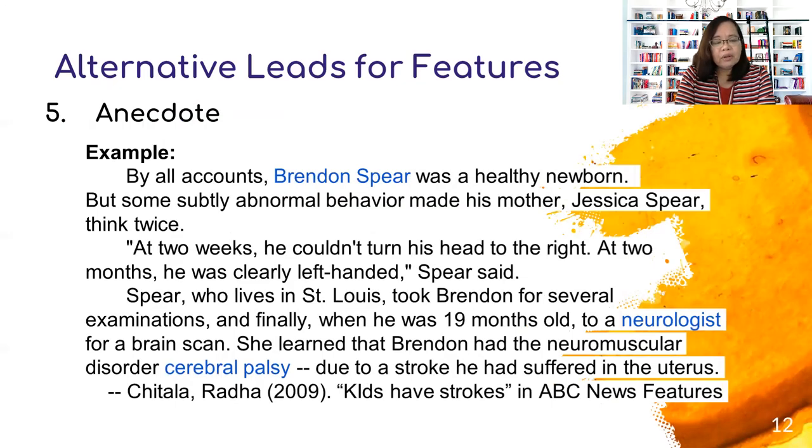So for example, by all accounts, Brendan Fear was a healthy newborn. But some subtly abnormal behavior made his mother, Jessica Spear, think twice. At 2 weeks, he could not turn his head to the right. At 2 months, he was clearly left-handed, etc., etc.